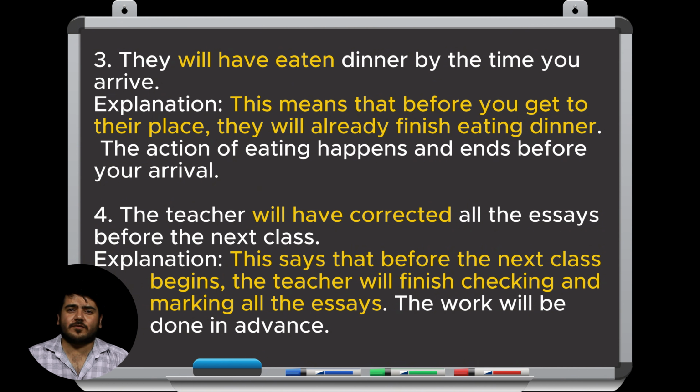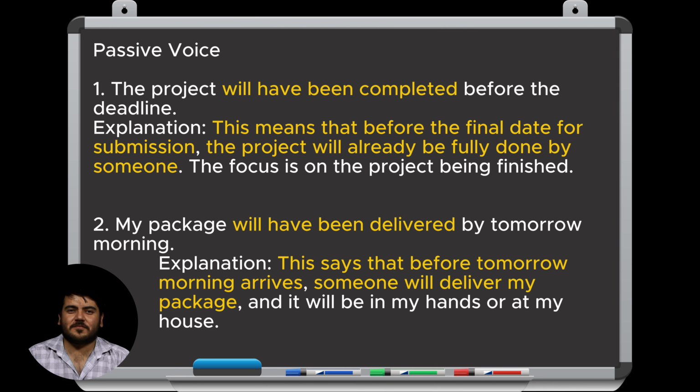The teacher will have corrected all the essays before the next class. This says that before the next class begins, the teacher will finish checking and marking all the essays. Passive examples. The project will have been completed before the deadline. This means that before the final date for submission, the project will already be fully done by someone. The focus is on the project being finished.